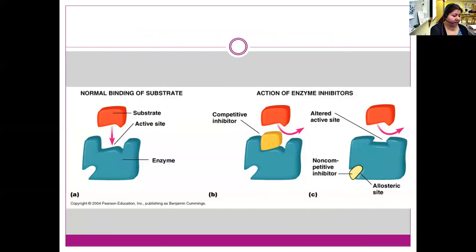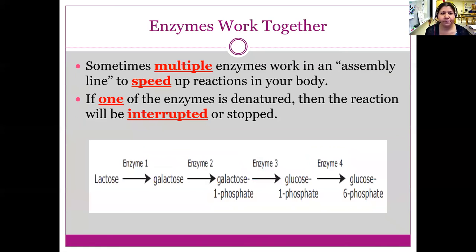So I could also have an external inhibitor. Okay, so I know my enzyme normally looks like a letter C. I could have an inhibitor that binds on the outside, just like that, and it's going to change the enzyme shape. So it's going to close my active site, so now my substrate can't go in. So there's a couple different types of inhibitors. Enzymes also can work together, and this is what happens in our body. You have multiple enzymes that work in an assembly line, and it's going to speed up chemical reactions in your body. So if one of those enzymes gets denatured, it's going to stop the entire process.